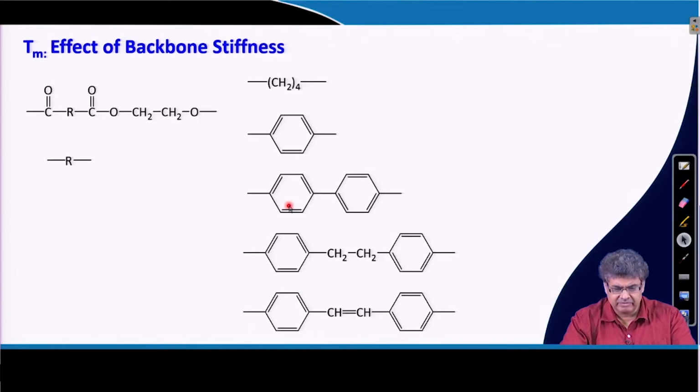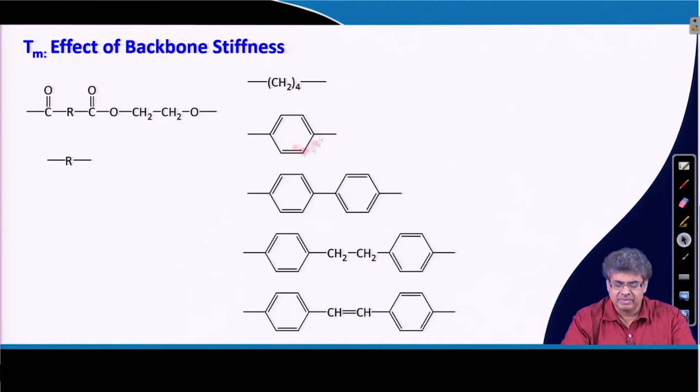Now, I will give you some examples. In this case, let us compare the value of Tm where R is given by this. If you compare between an aliphatic chain and an aromatic group, obviously this is much stiffer because of possible single bond rotations in this case, which is not possible in this case, and stiffness goes up drastically. As a result, Tm will also go up.